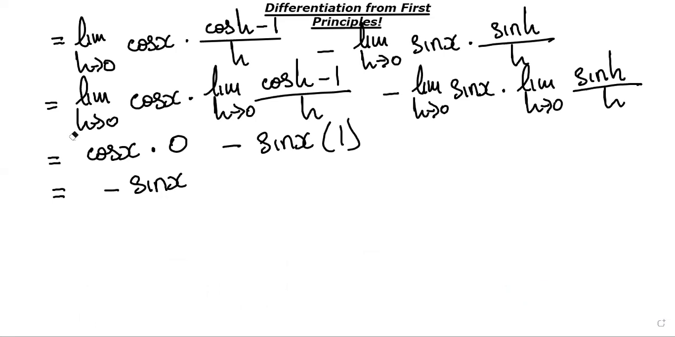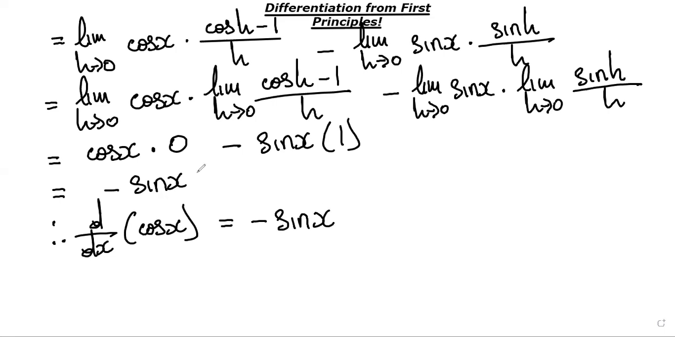Well, you can choose to write it nicely if you like and say, therefore, the derivative with respect to x, of course, of cosine x is just negative sine x. Over and out.